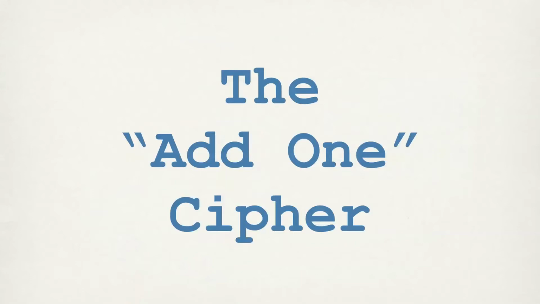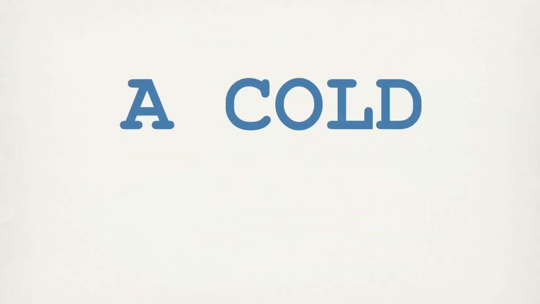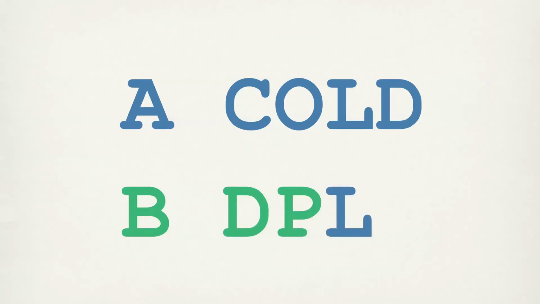Alice and Bob started out with a really easy cipher. Here is how it worked. They took each letter in a message and switched it with the next letter in the alphabet. A became B, C became D, and so on.